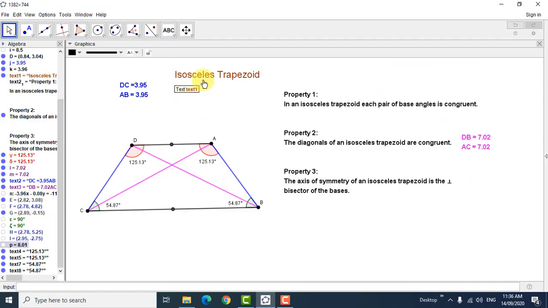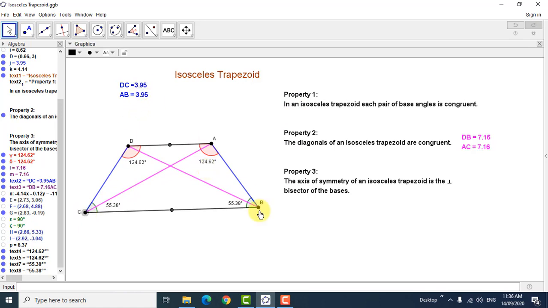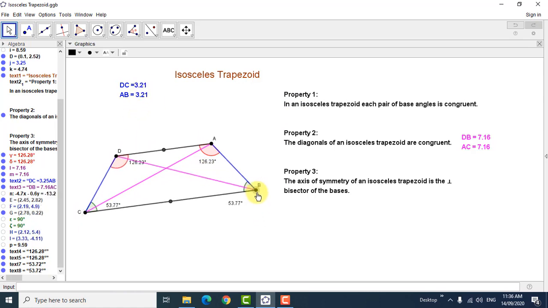So here we have the isosceles trapezoid A, B, C, D. We have DC equal to AB. The non-parallel sides of a trapezoid are equal, then it is an isosceles trapezoid. We have three properties. The first property is that we can change the size of this trapezoid and DC is always equal to AB, as we see here.